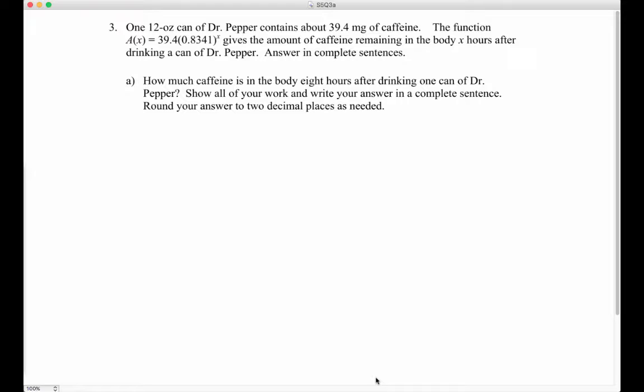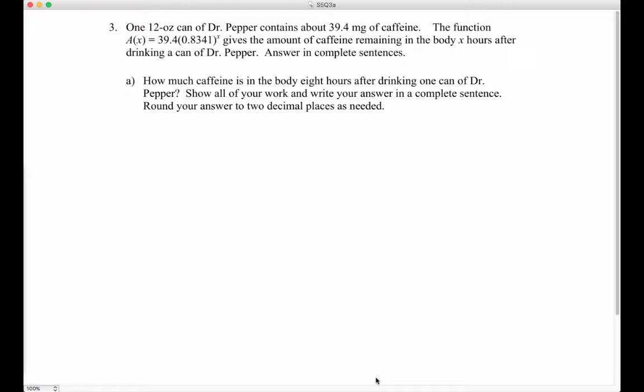So in this application problem, we're saying one 12-ounce can of Dr. Pepper contains 39.4 milligrams of caffeine. The function A of x equals 39.4 times 0.8341 raised to the x power gives the amount of caffeine remaining in the body x hours after drinking a can of Dr. Pepper. Answer in complete sentences.